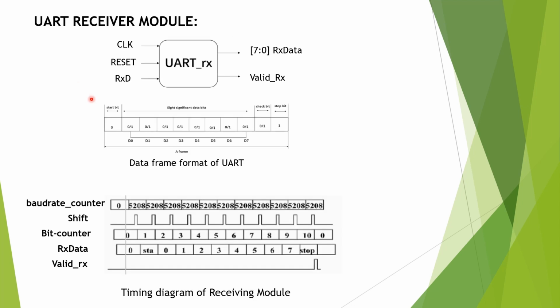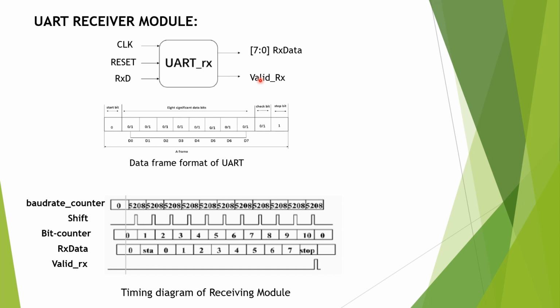The UART receiver module consists of clock, reset, and RxD as the input signals. Clock provides the timing reference for the receiver logic. Reset basically resets the receiver to an initial state and clears all registers. RxD, the received data line, is a serial data input that receives bits from the transmitter. On the output side, we have RX data [7:0], which is an 8-bit output that holds the received data byte. And we have valid RX, a signal that indicates when a valid data byte has been received successfully.